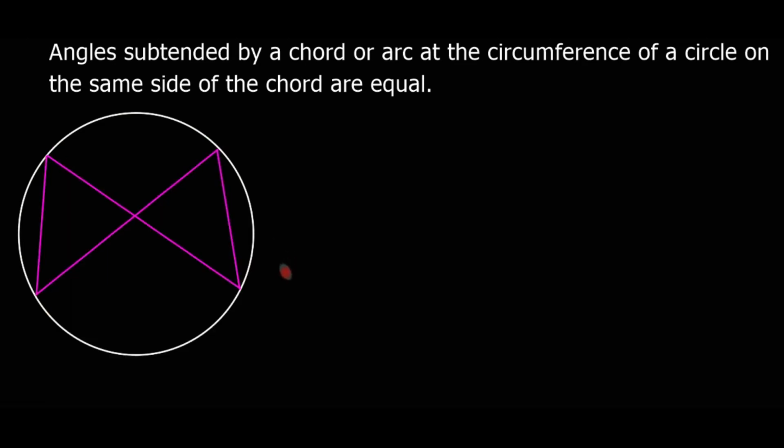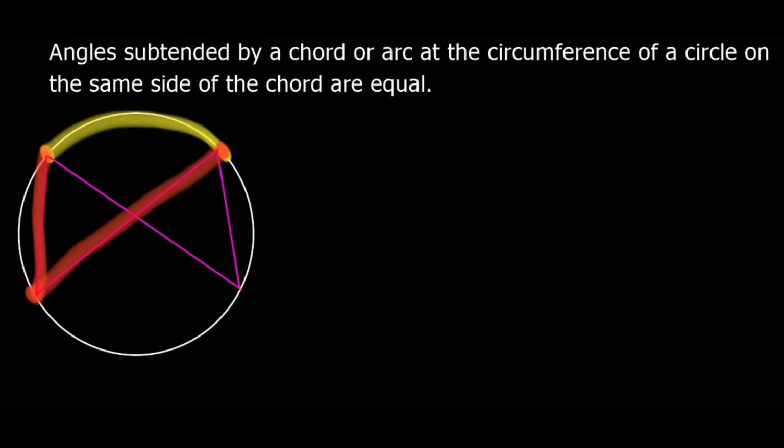If you look here, we have the same thing. I want to show you something. Here we have an arc, and remember an arc is any part of the circle. So this arc creates this angle, and at the same time this same arc creates this angle. So this angle and this angle are equal.